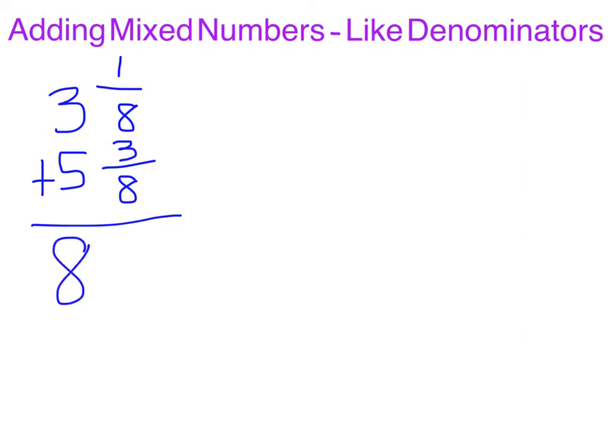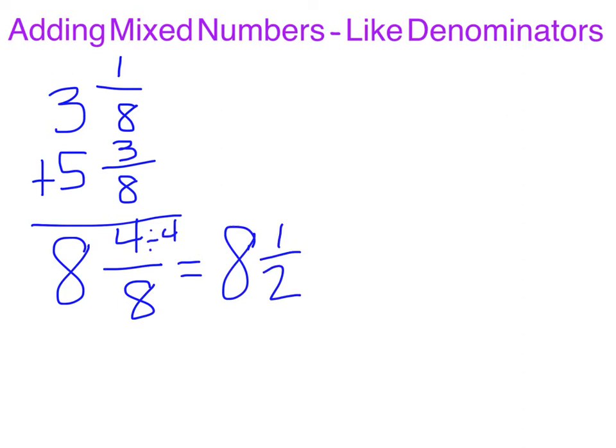The second thing we're going to do is add the fraction parts. In this case, we're looking at 1/8 and 3/8. 1/8 plus 3/8 is equal to 4/8. So we will write this down below. If we were to reduce this fraction, which at this point in the year we should all be doing every time we work with fractions, we would end up with 8 1/2, because 4 is divisible by 4 and so is 8, and with that it turns into 1/2.